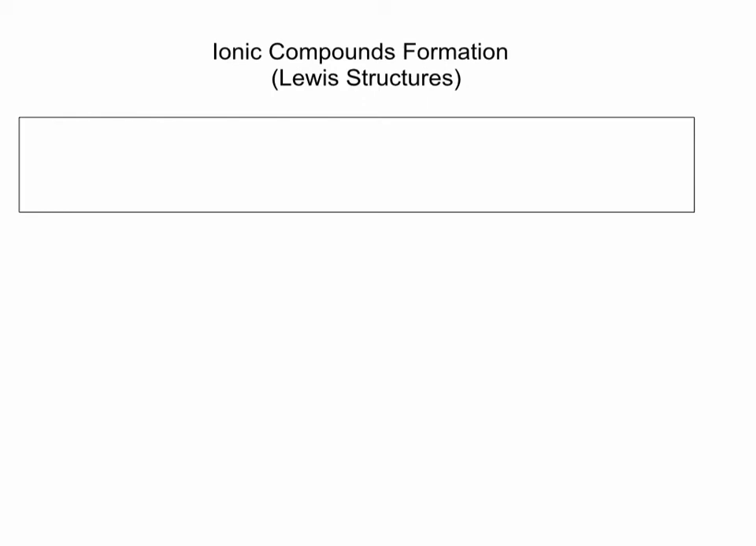Let's talk a little bit more about how ionic compounds form, and we'll do this using Lewis structures. Remember that all an ion is a charged particle. So a cation is a particle that has lost electrons, and this gives it a positive charge.